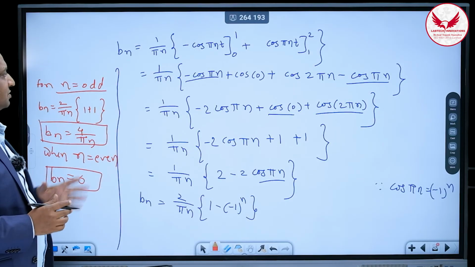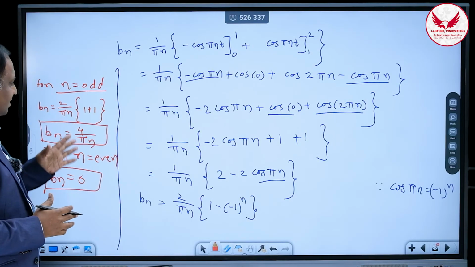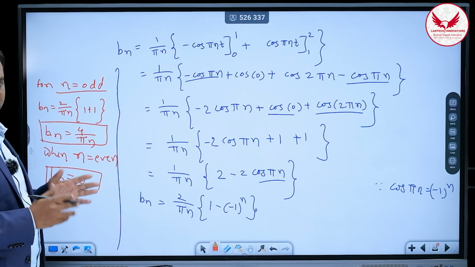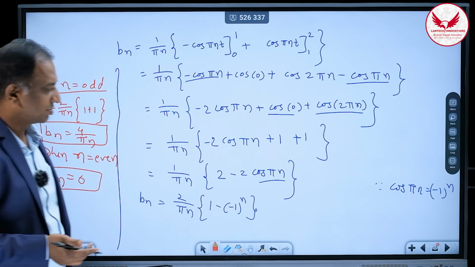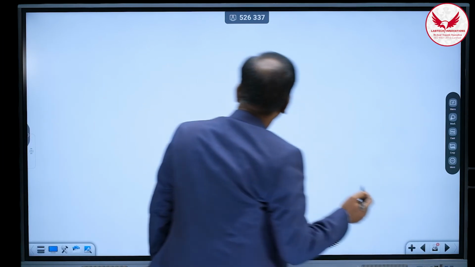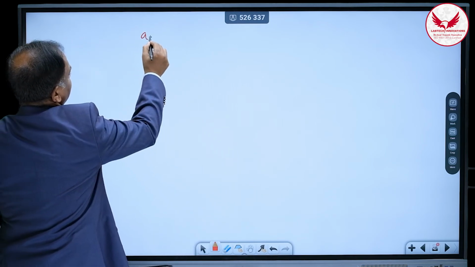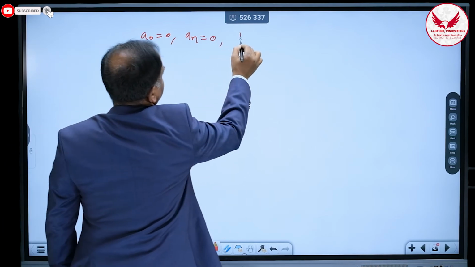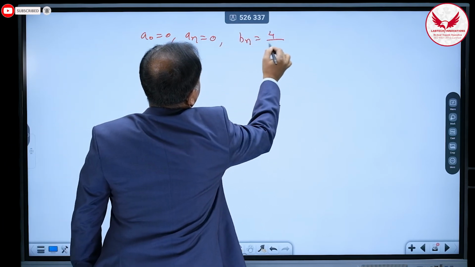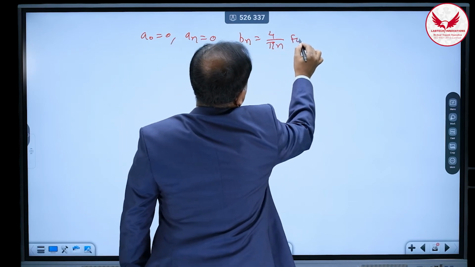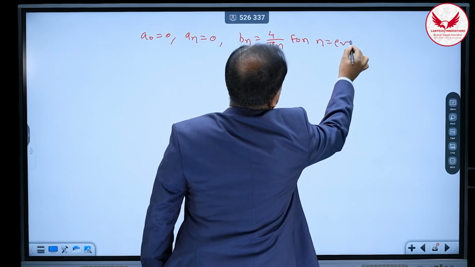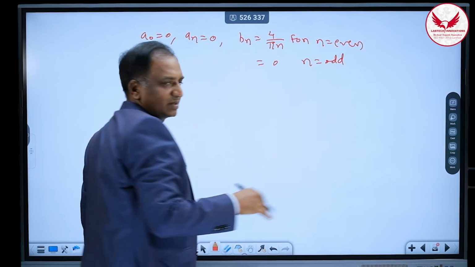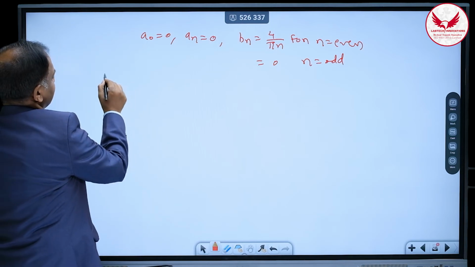Now we have computed the values for a0, an, and bn. Now you write the formula for the trigonometric Fourier series, with which you can represent x of t in terms of sine and cos. We have seen here that a0 is equal to 0, an is equal to 0, then bn is equal to 4 upon pi n for n is equal to odd, and this is equal to 0 for n is equal to even. Now the last step is to write the trigonometric Fourier series formula.